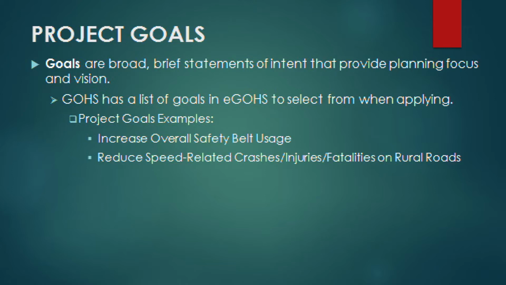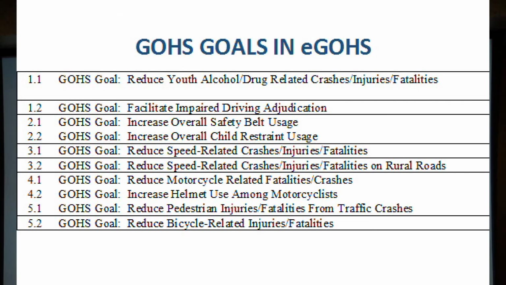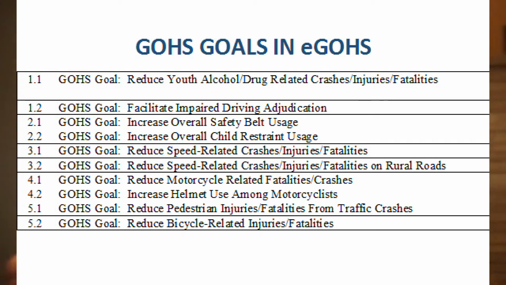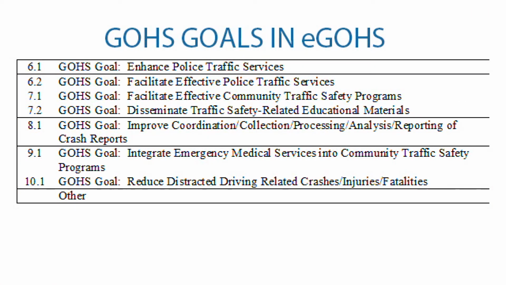If you look, I have it right here, there is a page, the goals sheet in your folder. These are the goals that we submit to NHTSA, the National Highway Traffic Safety Administration, and these are the goals that we put in our highway safety plan. When you're doing your application, we want you to pick at least one goal from this list. When I was a grantee, I focused on increasing child restraint usage in Georgia. So you're going to pick one goal from this list.